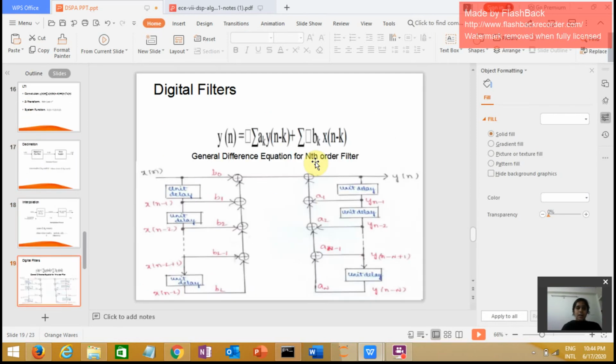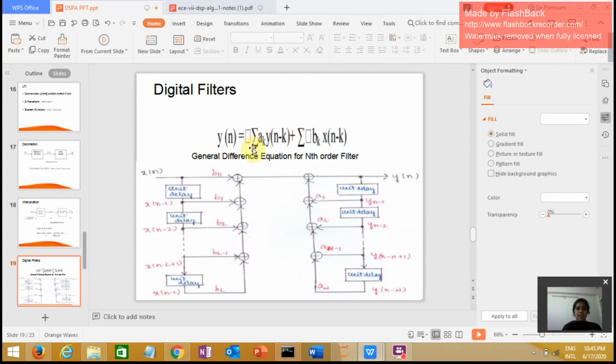Let us come to the point. So this is a digital filter where the impulse response gets operated with the input sequence x of n and we get the filtered output y of n. And what does this equation tell us? It is a general difference equation for nth order filter.